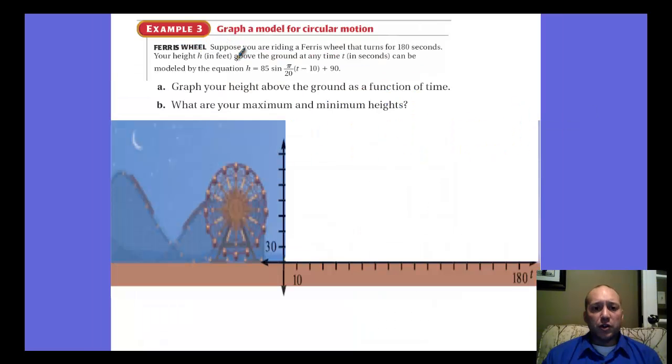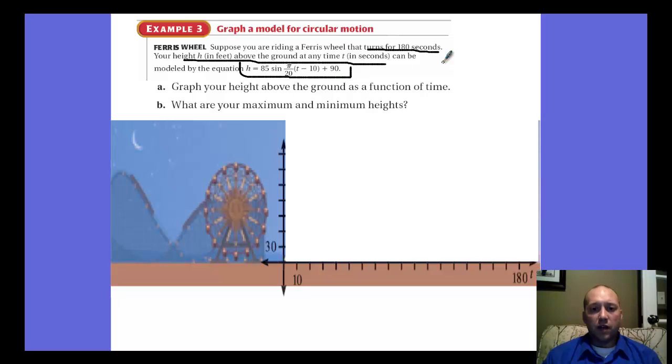So for this one we have a Ferris wheel. We know the Ferris wheel turns for 180 seconds. Your height in feet above the ground at any time t in seconds can be modeled by this equation. So here, t is the time in seconds, h is the height in feet, and we know we're going for 180 seconds. So graph your height above the ground as a function of time. It's asking us to graph this function.